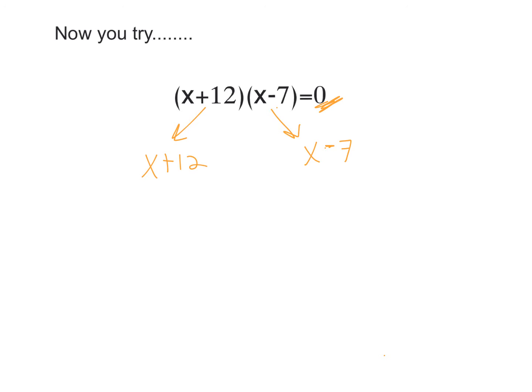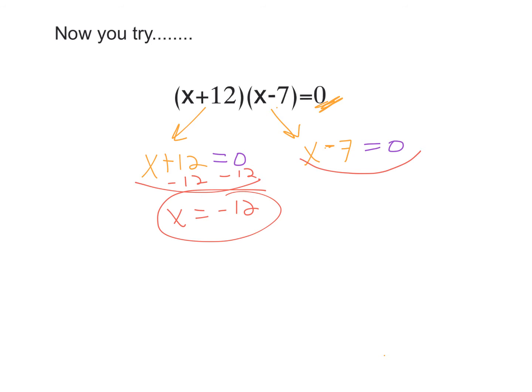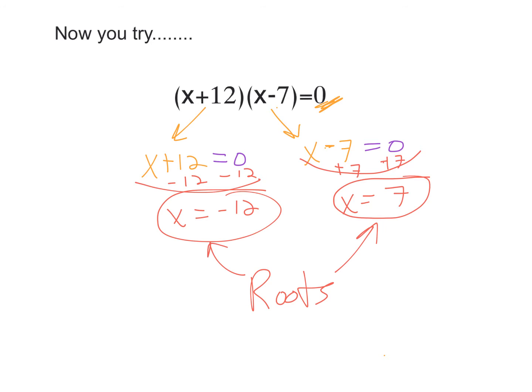Okay, let's set these pieces equal to 0. Now, let's solve what we have. So here, if x plus 12 equals 0, if I minus 12, x equals negative 12. If I go over here, if x minus 7 is 0, I add the 7s, therefore x equals positive 7. And again, here are the solutions, or what we call the roots to the problem.